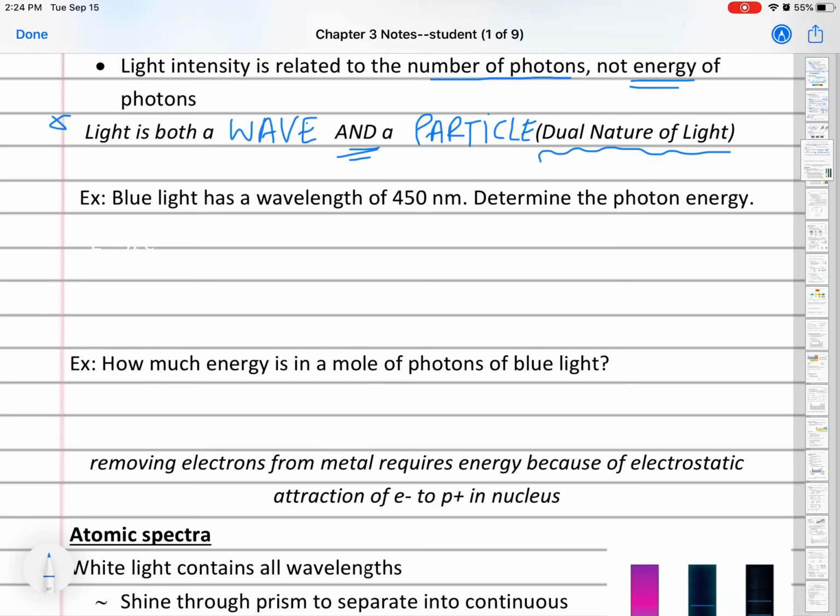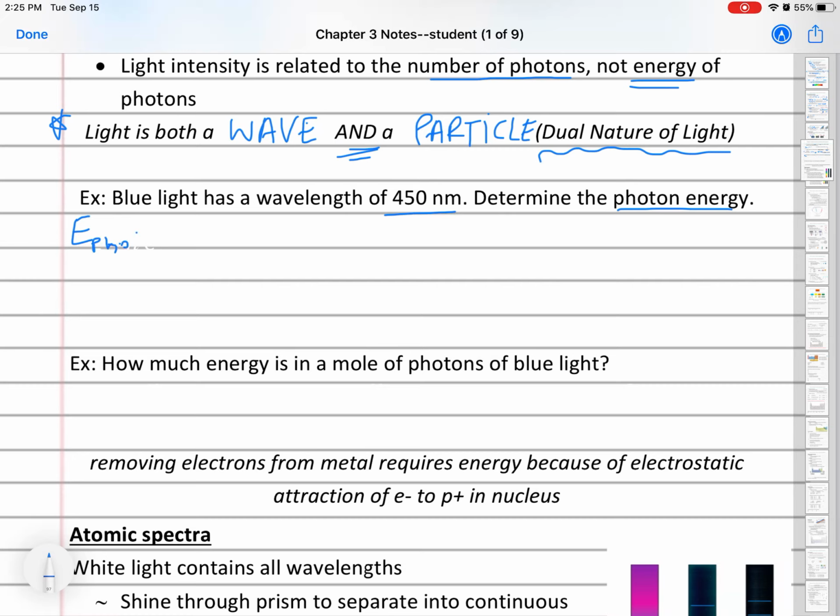So that became accepted. So let's do a little math here, a couple of math problems. We have blue light that has a wavelength of 450 nanometers. Determine the energy of the photon. All right, so we're going to do a little writing down equations first.